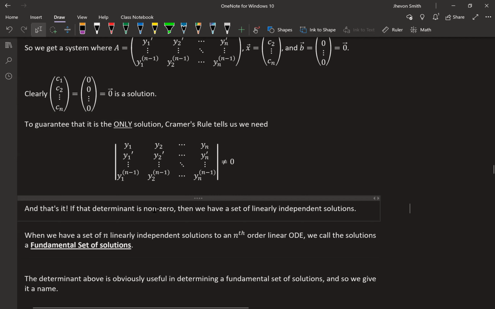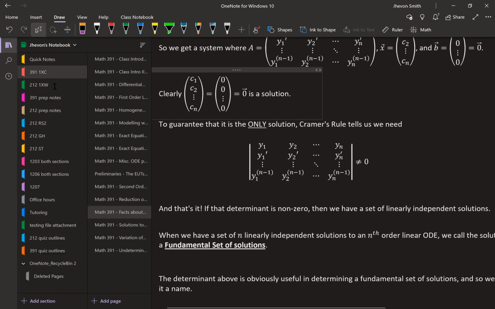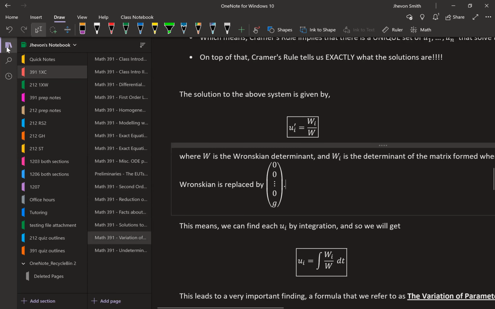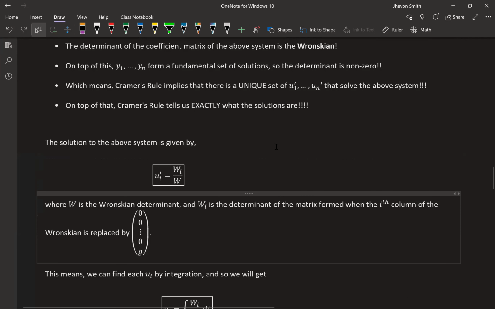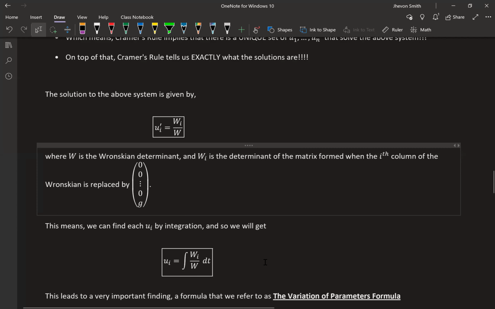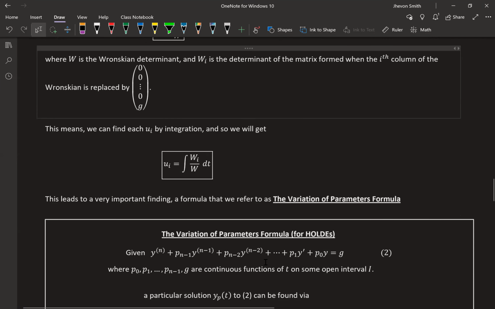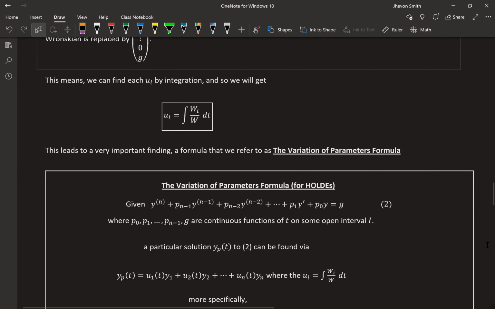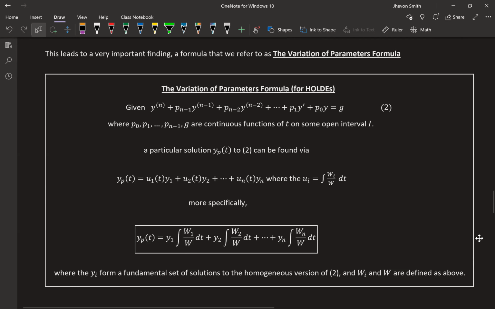So it's when the determinant is non-zero that you have a linearly independent set of solutions. Anyway, that being said, let's move on. I had to fix that typo there. And so that's actually going to be what the u functions are. And so this leads to what we call the variation of parameters formula.